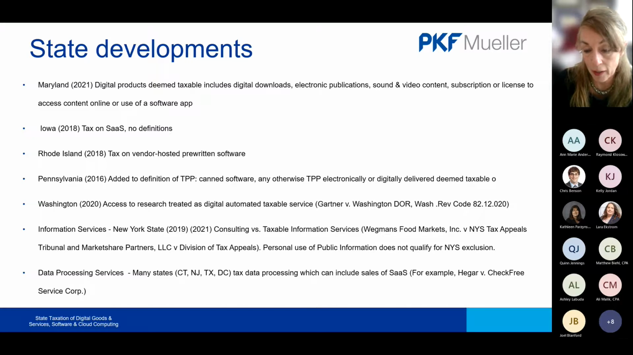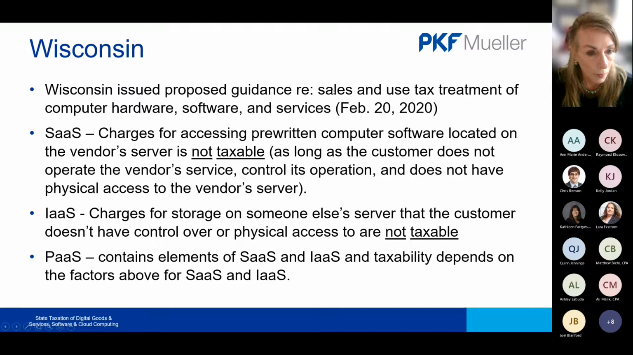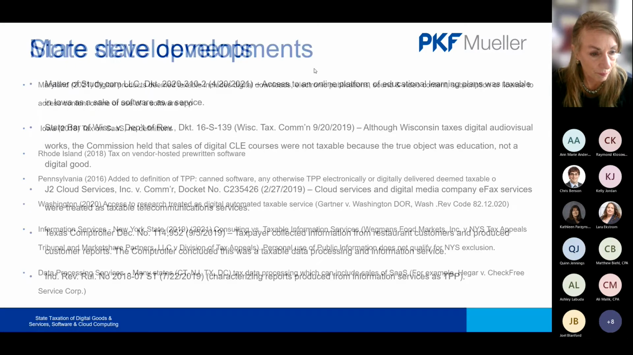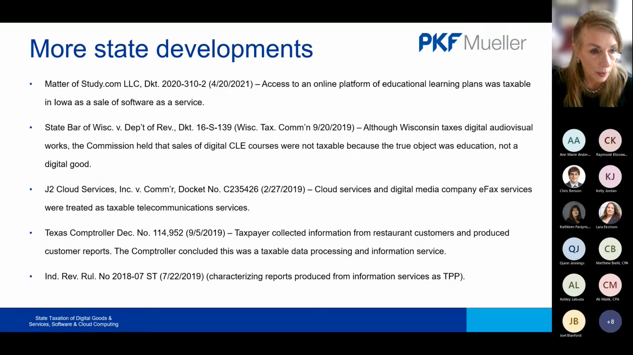So basically, that public information use is taxable, but this separates it from another type of information, such as private research, that does qualify for the exclusion. They used personal use of public versus private information and decided one was taxable and one wasn't. Oh, sorry, I jumped ahead there. My mistake. Okay, moving forward. We have some other state developments: access to online educational services. Iowa has deemed it taxable. We saw that with some other states previously.